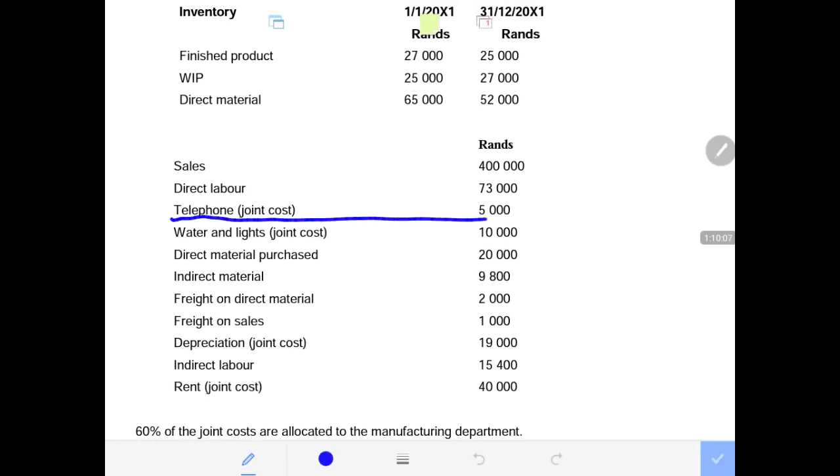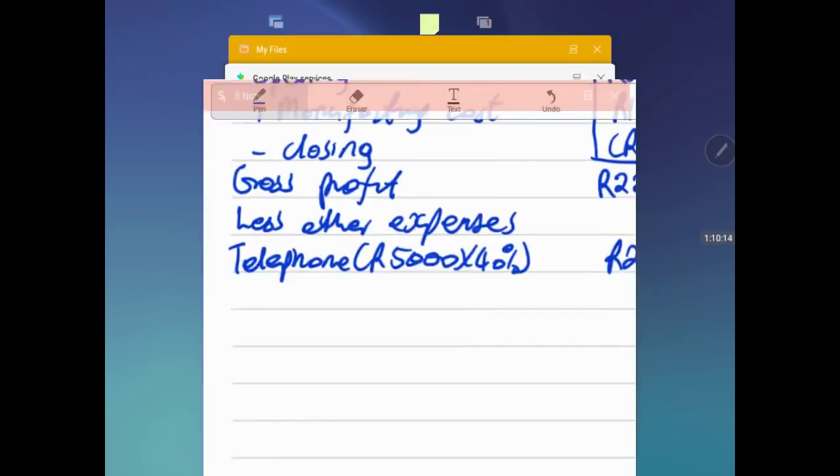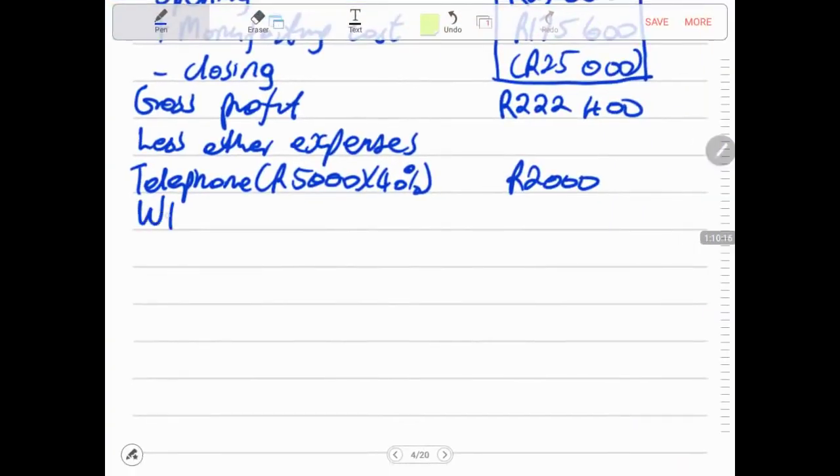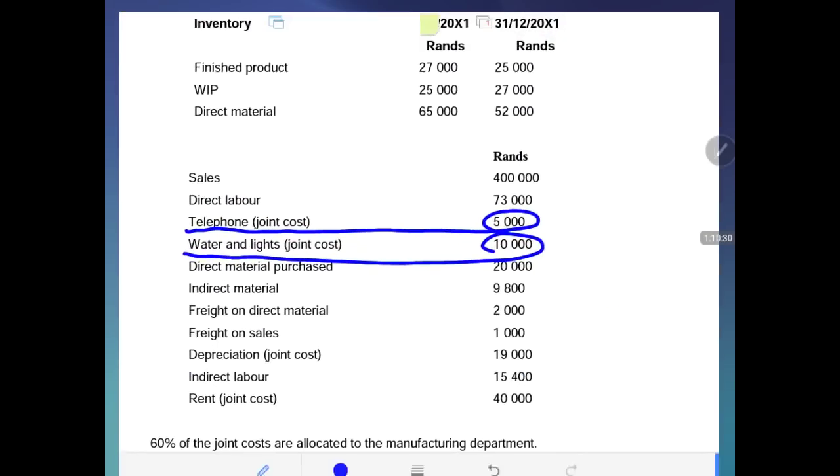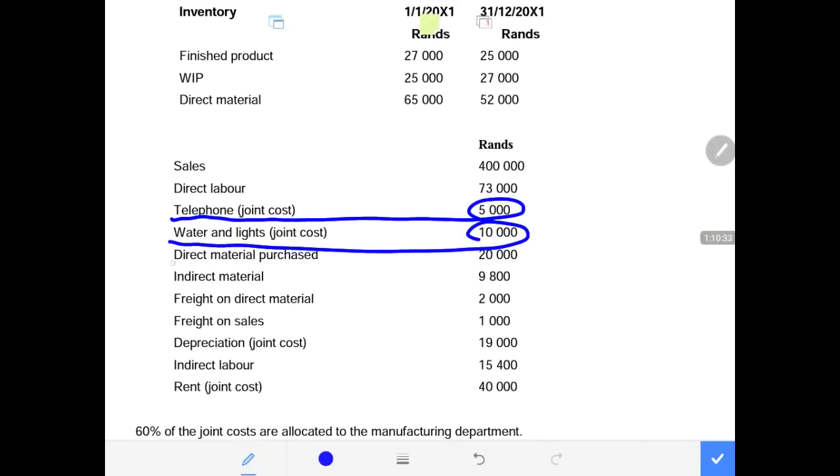And all the joint costs. Then 40% of this, water and light, again 40% of water and electricity, water and light of 10,000, water plus light, times this by 40%. This gives us an amount of 4,000 rands. Then we have our direct cost. It has nothing to do with what we are doing. Indirect was already accounted for.